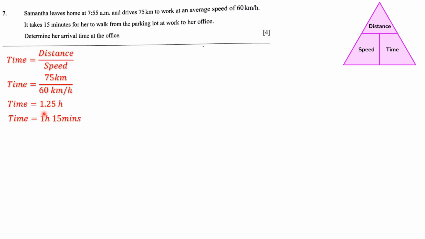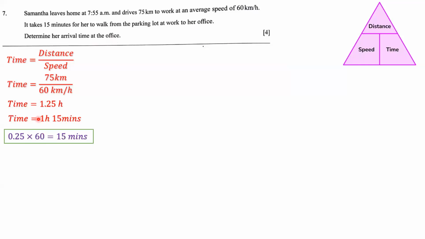How do we get that? Well, we know that 0.25 multiplied by 60 is going to be 15, and that's 15 minutes, because recall that 1 hour is 60 minutes, right? So if we take 0.25 and multiply it by 60, we get 15, which is 15 minutes. So that means that this 0.25 is actually 15 minutes. So we have 1 hour because of the 1 here, and 15 minutes because of the 0.25 that we converted from hours to minutes.